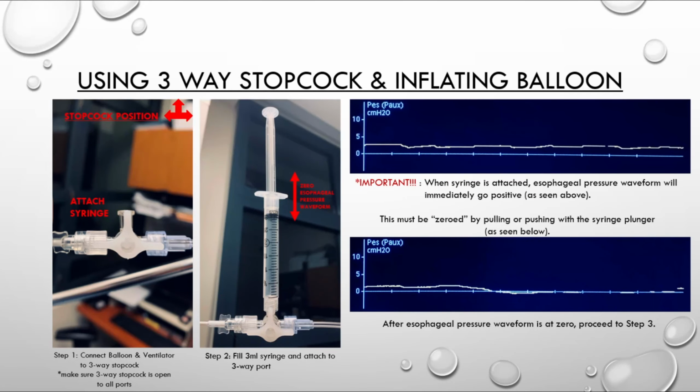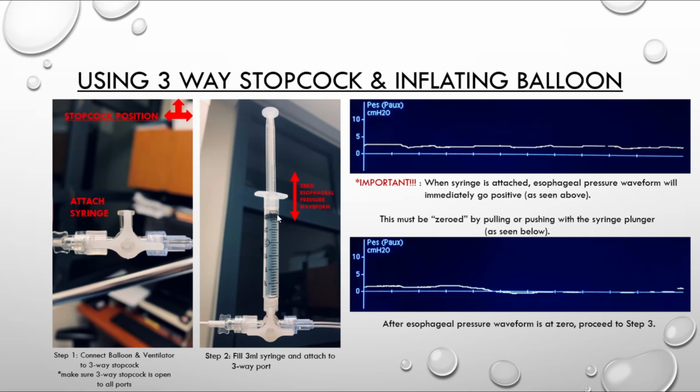Using this three-way stopcock that comes with the balloon is probably the most tedious part of taking the pressure readings. You want to connect the balloon to the end that connects to the ventilator, and make sure that the valve is open to both the balloon and the ventilator, and also open to air. Then withdraw or fill up 3 mLs of air into your syringe and attach the syringe while the valve is open to each thing.